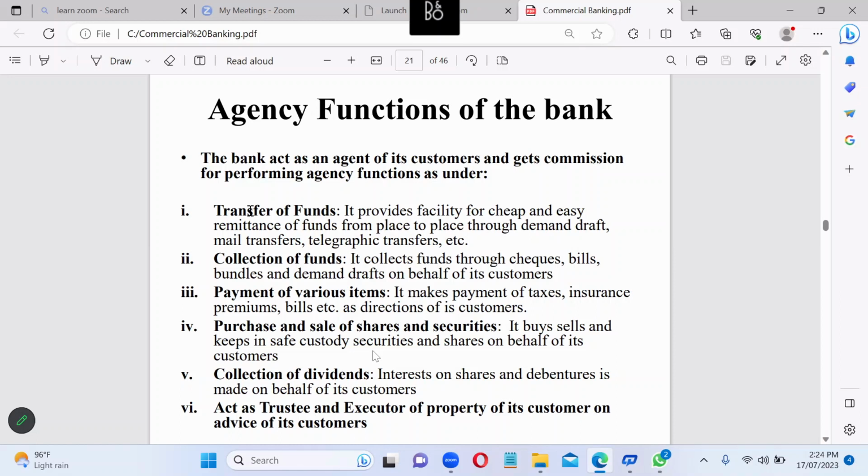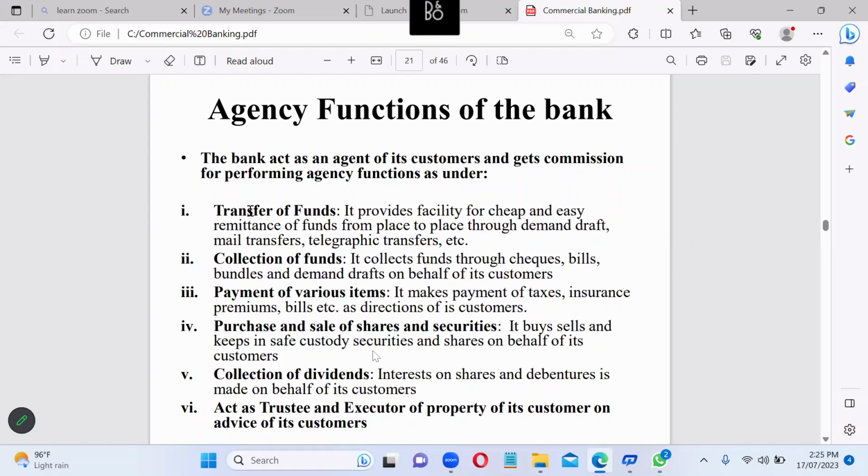Payment for various items. It makes payments for tax. Sometimes, once your salary goes to the bank, each and every month the bank pays your tax to the government or the Inland Revenue Department. So the bank functions for you as the tax office. Normally you have to go and pay your amount to the tax office, but the bank works for you as an intermediary for the tax department. So the payments for various items are tax, insurance, electric bills, and telecom bills. For that, they receive some commission from you.